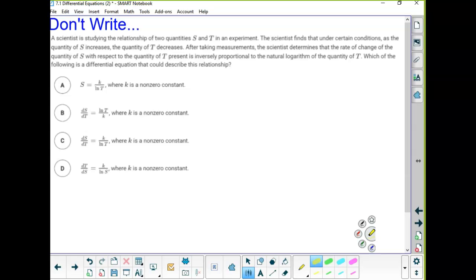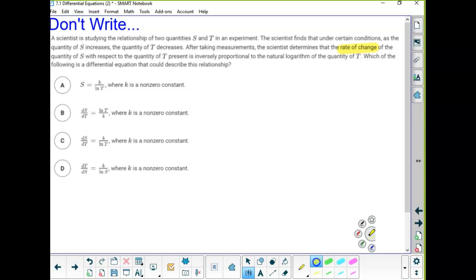So I'll read it to you. A scientist is studying relationships of two quantities, S and T, in an experiment. The scientist finds that under certain conditions, as the quantity S increases, the quantity T decreases. After taking measurements, the scientist determines that the rate of change, so right there, rate of change, I hope that screams derivative to you.